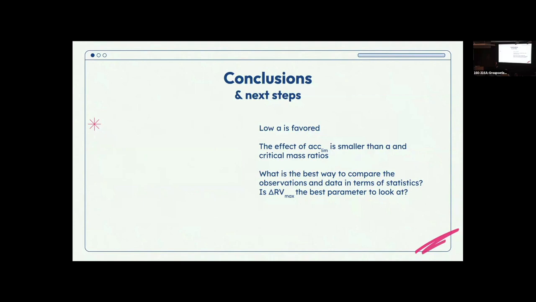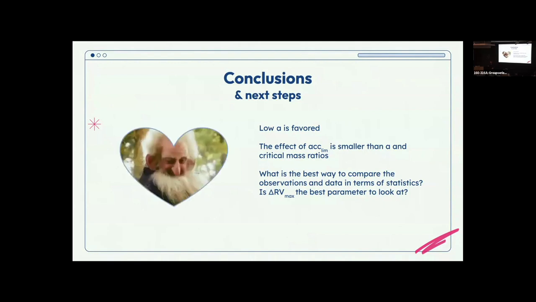And we also have some questions because this is an ongoing project. So maybe some of you have an idea of what would be the best way to really compare the observations and data in terms of statistics, and if delta RV max is really the best parameter that we could be looking at when we're talking about these things. And thank you very much.